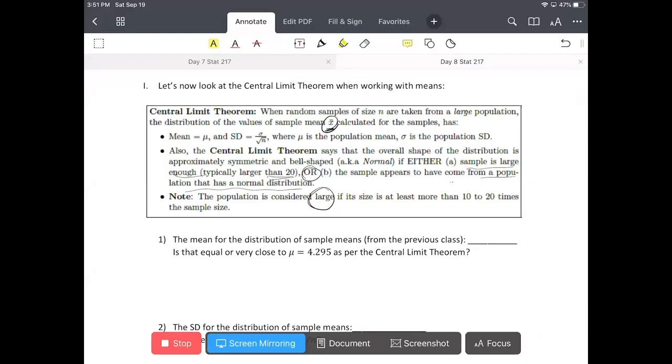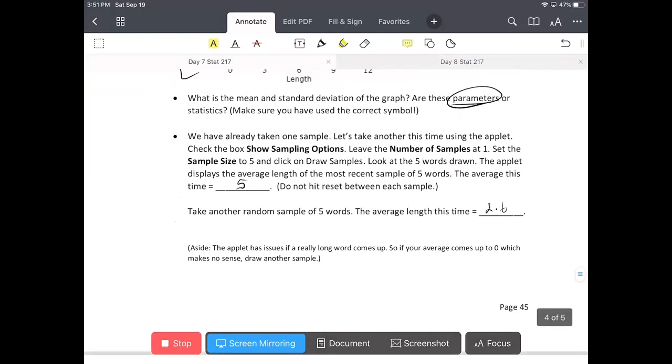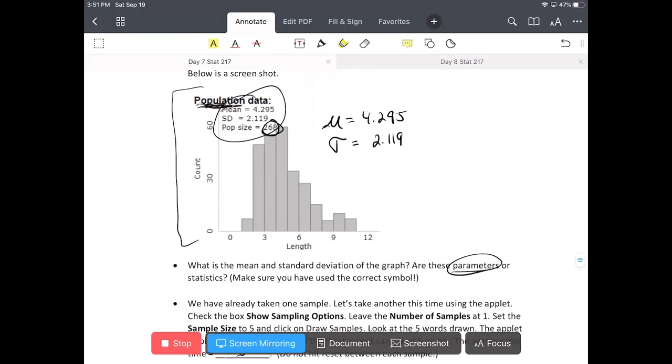Now, I'd like to take a minute and pop back. If you can pause this and grab yesterday's notes for me, page 45. I want to just talk about skewed a little bit, because I'd like to spend a little more time on it. Remember, with the central limit theorem, either the sample is large enough, being 20 or more, or the sample appears to come from a population that has a normal distribution.